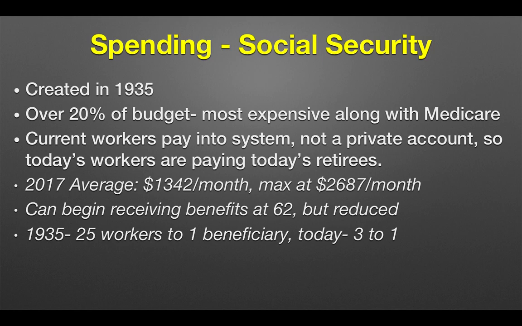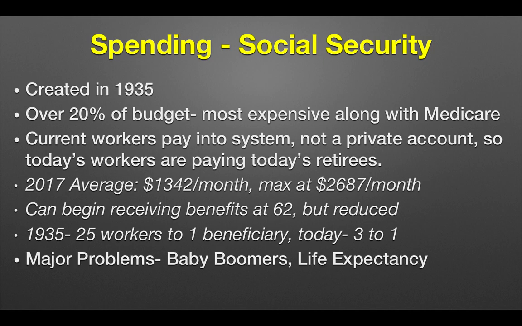In 1935, 25 workers to one beneficiary. Today it's 3 to 1. So back in 1935 it made sense. 25 people helping that one person that was elderly or couldn't work. But today it's 3 people supporting one. So you can see how broken the system is. And before the 1930s, old people that retired were taken care of by their children, who were working, and that's how it worked. It was kind of more private run, if you will, the household.